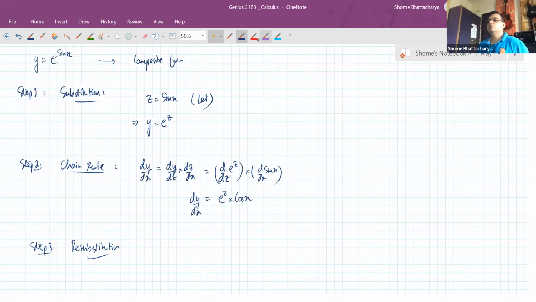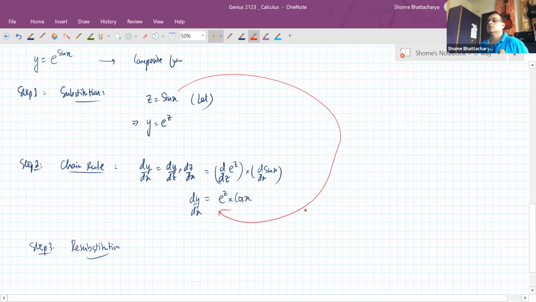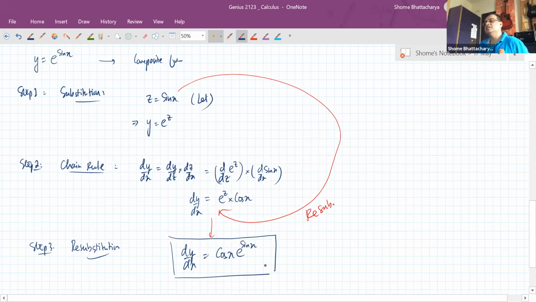So what do I have to do? I have to resubstitute the value of z as sine x over here. This is the resubstitution. So that will give me dy by dx, and I'll write this more conveniently as cos x into e raised power z, which is e raised power sine x. So this is the first thing. This is the derivative in general.